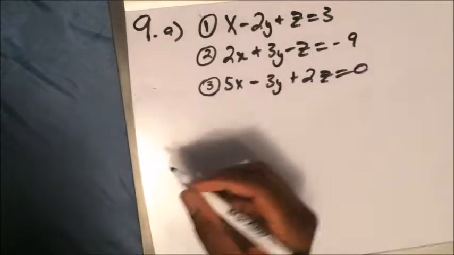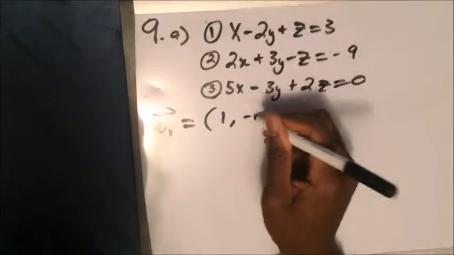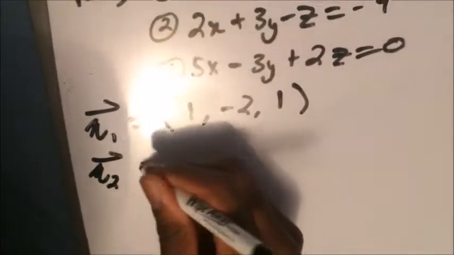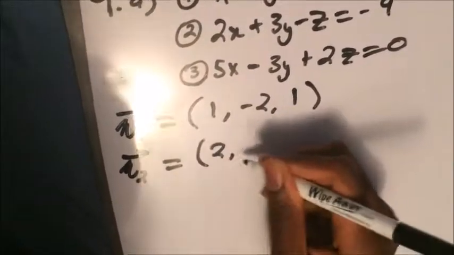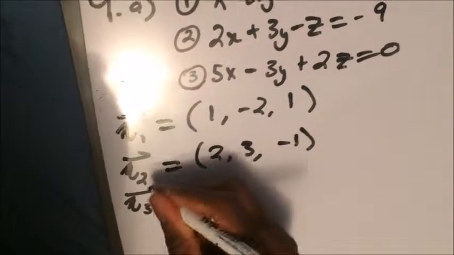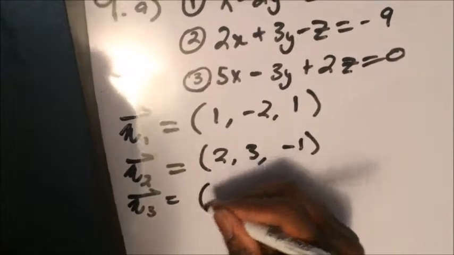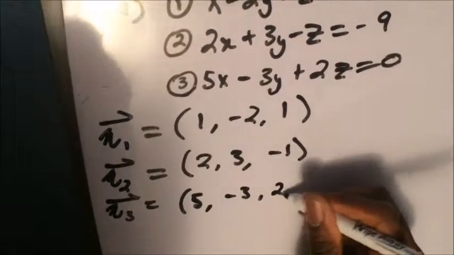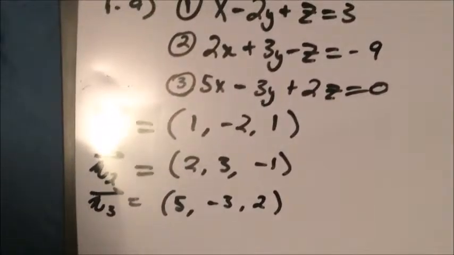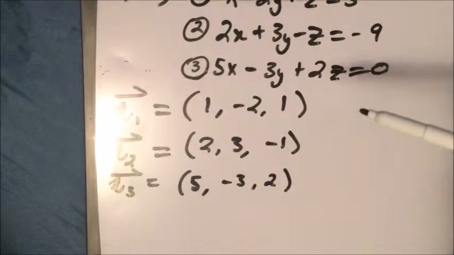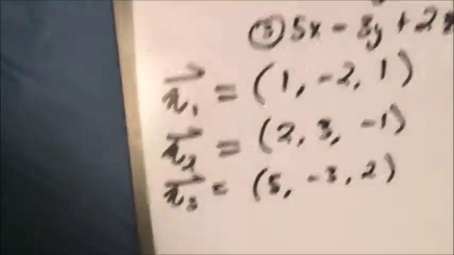So the normal of the first plane, I'm going to call that n1, is 1, -2, 1. The normal of the second plane, which we'll call n2, is 2, 3, -1. And then the normal of the third plane, which we're going to call vector n3, is 5, -3, 2. So if they're scalar multiples of each other, we're going to first test to see if n1 and n2 are scalar multiples of each other.